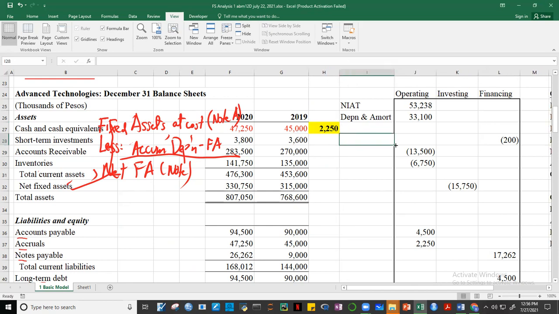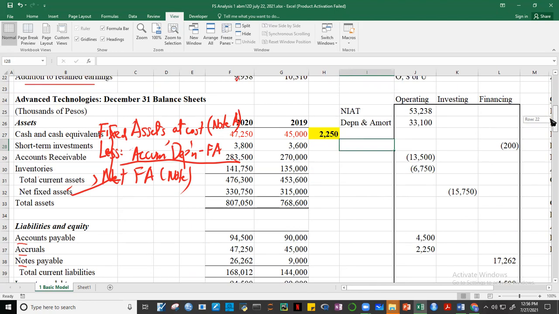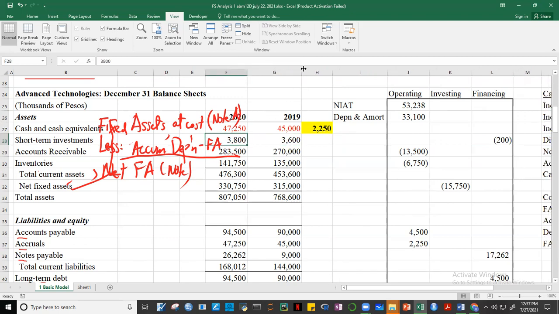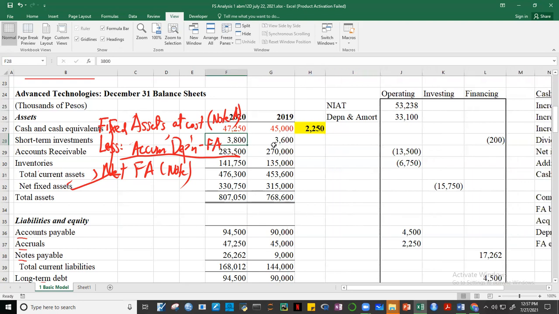As I mentioned, we started here with net income after tax and depreciation, and then we go down to the items in the balance sheet. Short-term investments, we said, are treated as a financing activity. The difference is an increase in short-term investments, from 36 to 38. It means that we used cash in order to invest, so it's a use of cash.